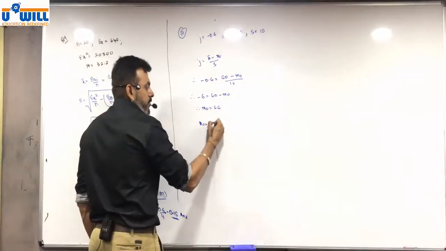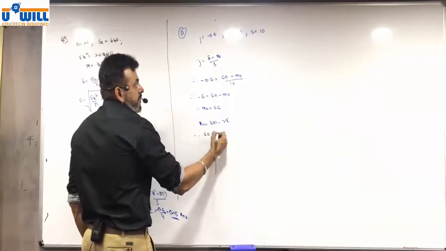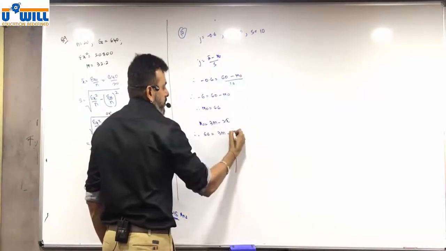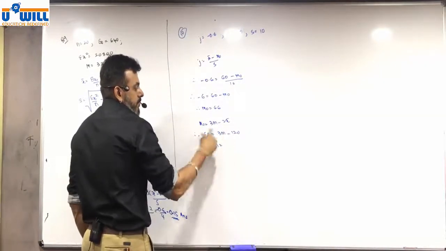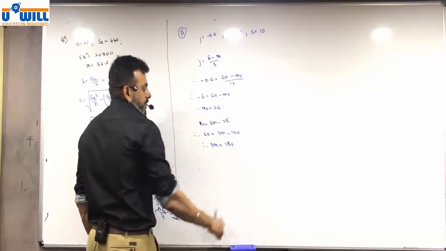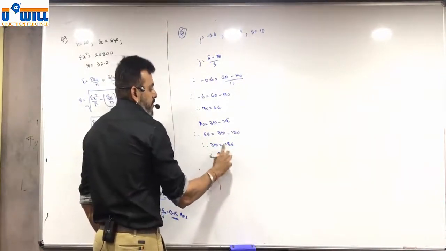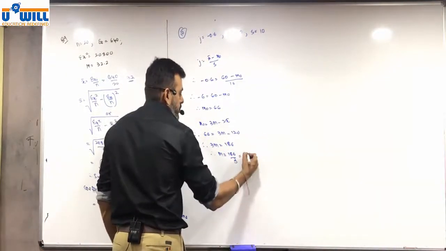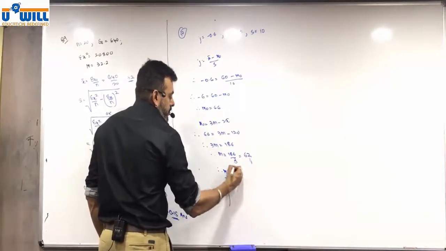Mode is equal to 3m minus 2x bar. Therefore, 66 is equal to 3m minus 2x bar, so 120. Therefore, 3m is equal to 186. M is equal to 186 divided by 3, 62. Therefore, median is equal to 62.